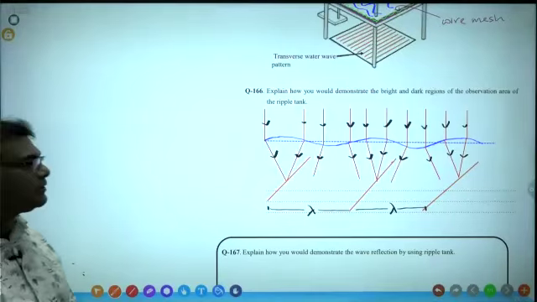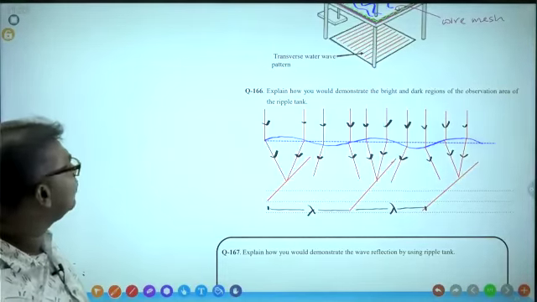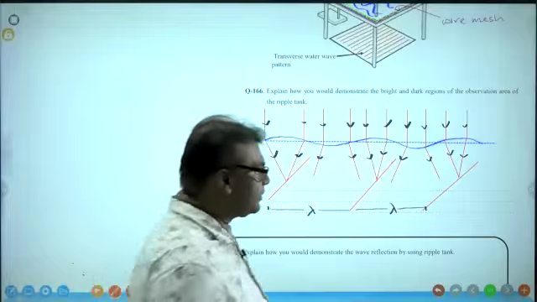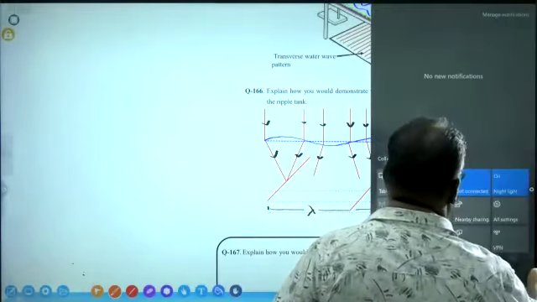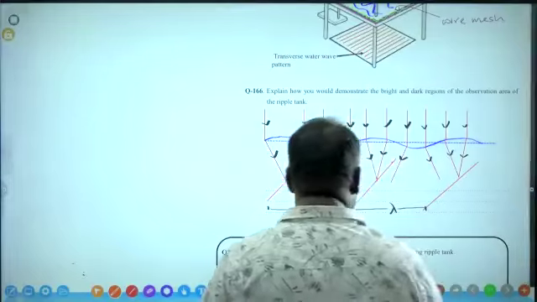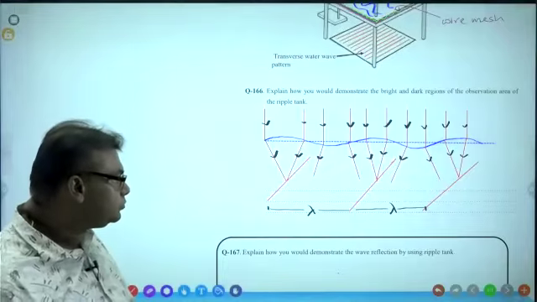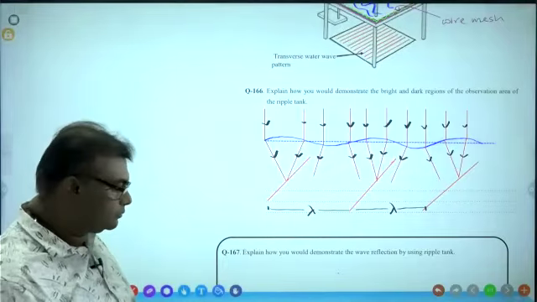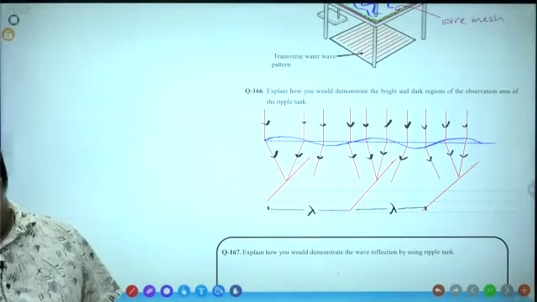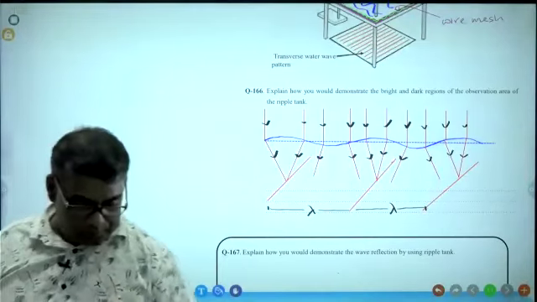Then the dark regions result. Therefore, bright regions are separated by the dark regions. By the dark regions, right? Okay. That's enough. Next one.